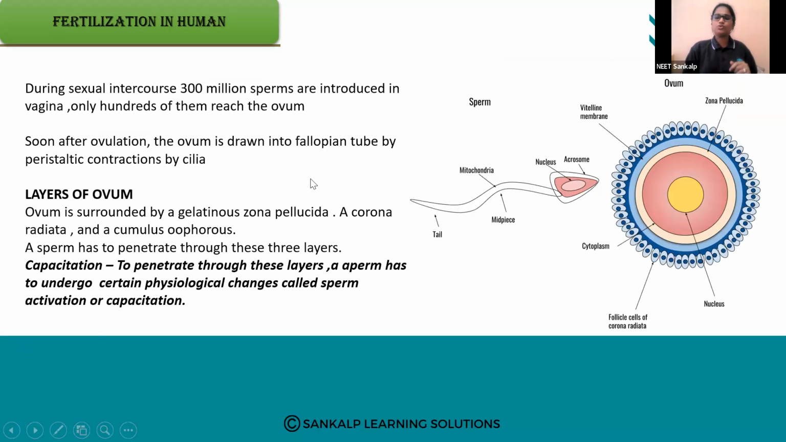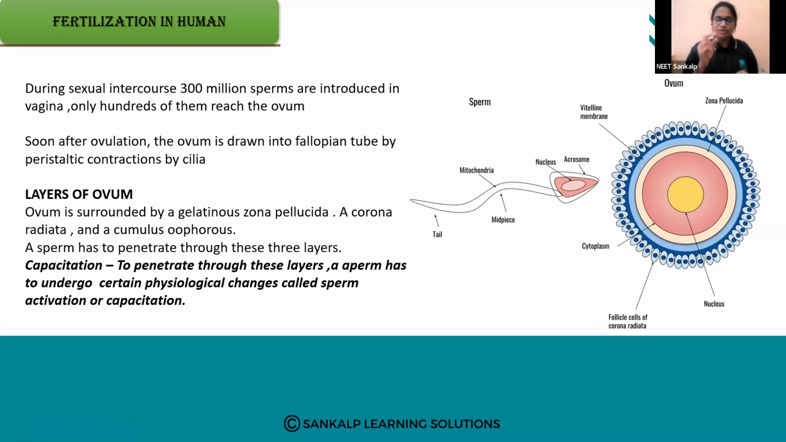What happens during fertilization in humans? During sexual intercourse, during the copulation of male and female, the ejaculation of a male produces 300 million sperms. In a seminal ejaculation, how many sperms are there? 300 million sperms will be introduced into the vagina of a female. Soon after ovulation, the ovum is drawn into the fallopian tube by peristaltic contractions by cilia.